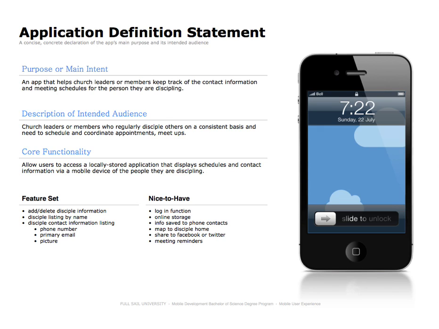What would be nice to have is to have it web-based, to be able to sync it between different apps, the online storage, where the information is able to be saved to the phone's native local contacts, being able to map to their disciple homes. So if I'm in an area, I want to find the disciples that are near me. Being able to share to Facebook or Twitter, so that social media integration where I can post to their wall or my wall that, hey, I'm having a meetup with so and so, or I just love the way this so and so is growing in their walk, and then meeting reminders.